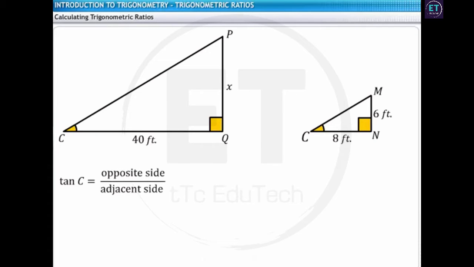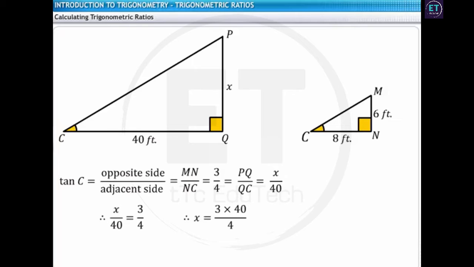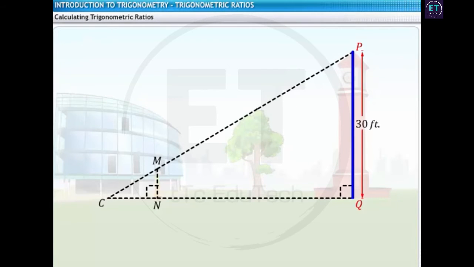We know that tan C is constant. Thus, the ratio of PQ and QC is equal to the ratio of MN and NC. Substituting the values, we get x upon 40 is equal to 3 upon 4. On simplifying, we get the value of x as 30 feet. Therefore, the height of the clock tower is 30 feet.